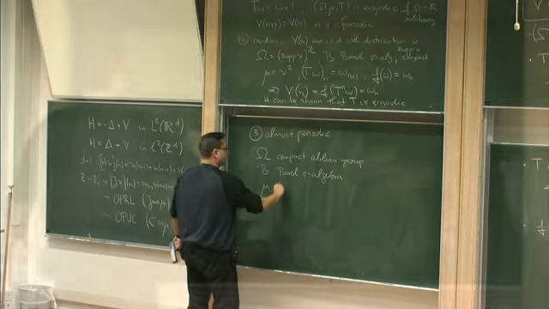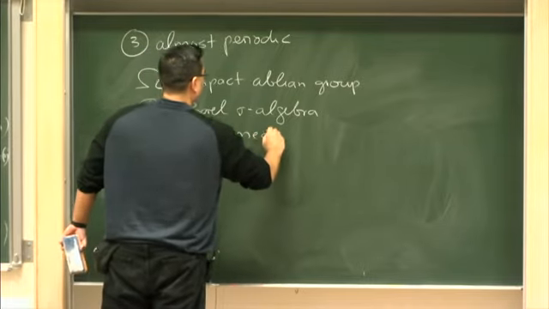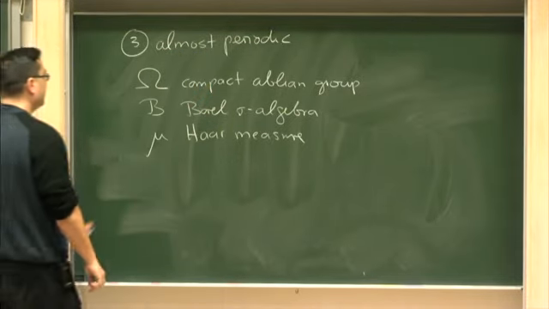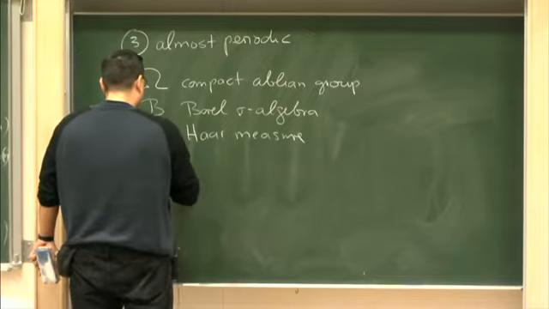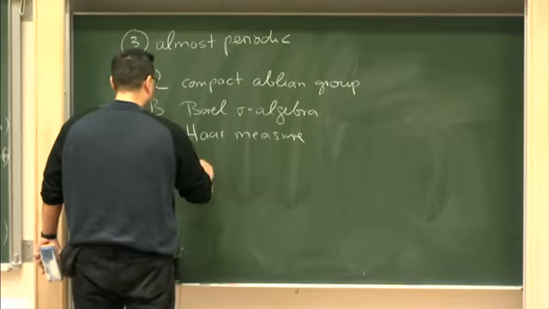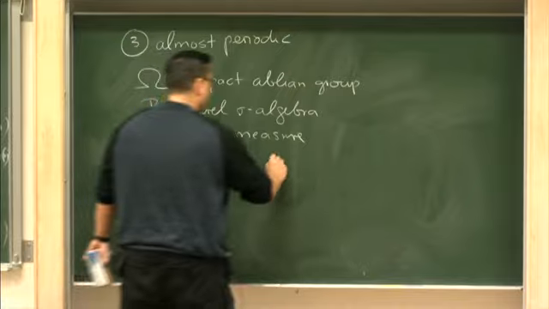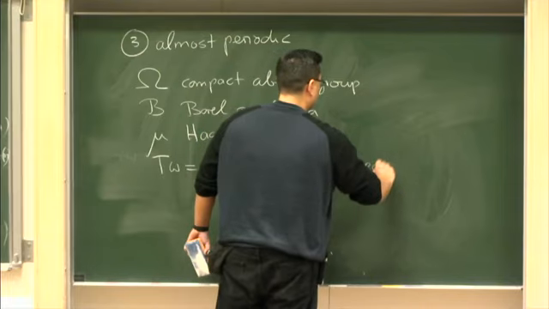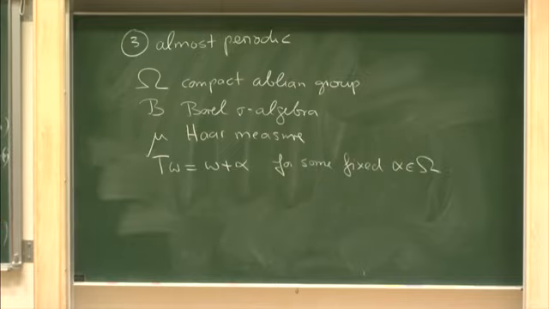Mu is Haar measure, just because, well, if you're looking for invariant measures under the T's that I have in mind, there is no choice. So the T will be a translation, for some fixed alpha in the group. Okay, so I fix an alpha in the group, and I just compose omega with that fixed element.